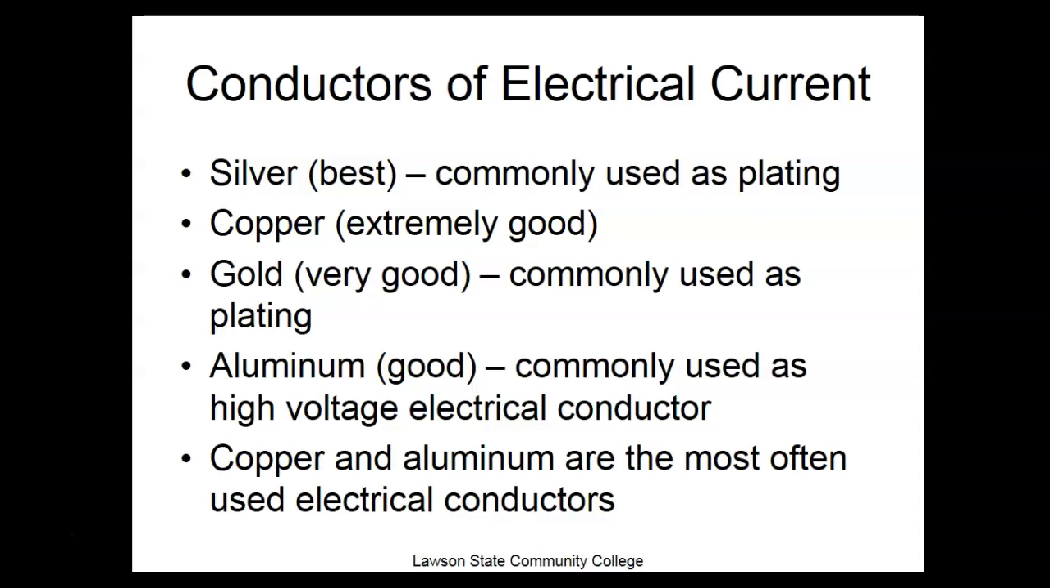Aluminum, this is a good conductor. It's not as good a conductor as copper, but it's good. We usually use this for high voltage electrical conductors, and hopefully we'll find out a little bit why we can do that. Copper and aluminum are by far the most widely used electrical conductors out there.